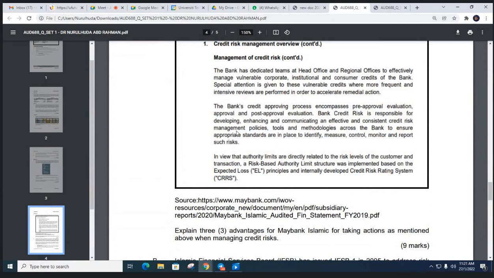Okay, itu satu. And then to ensure that all branches of the bank aware about the credit risk management policy, tools and methodologies, so that they are working together in managing credit risk effectively.